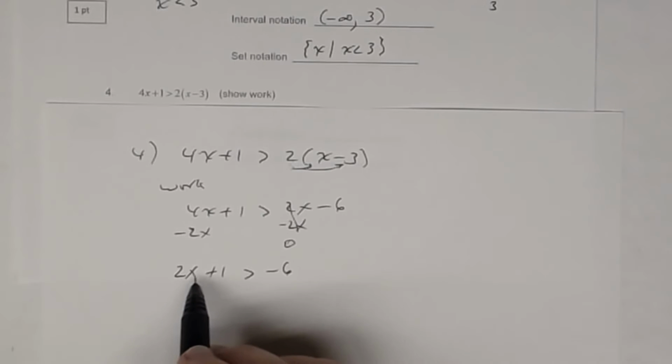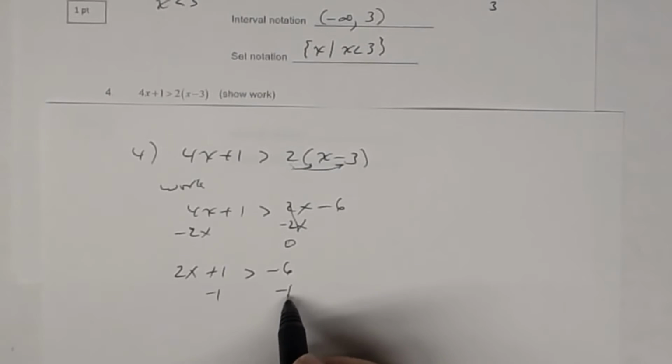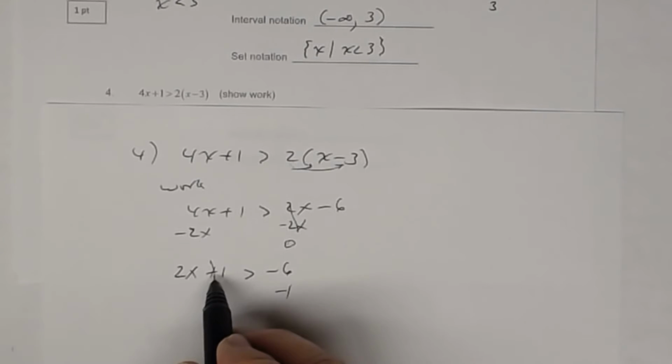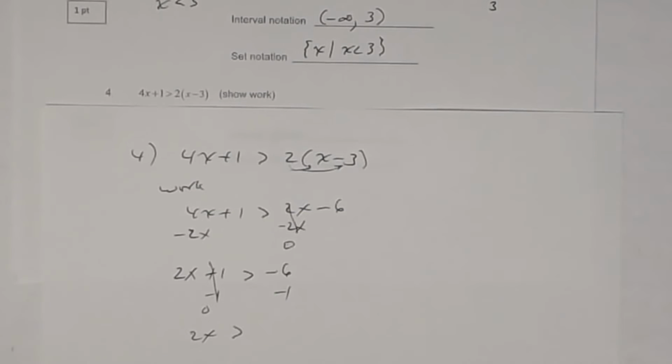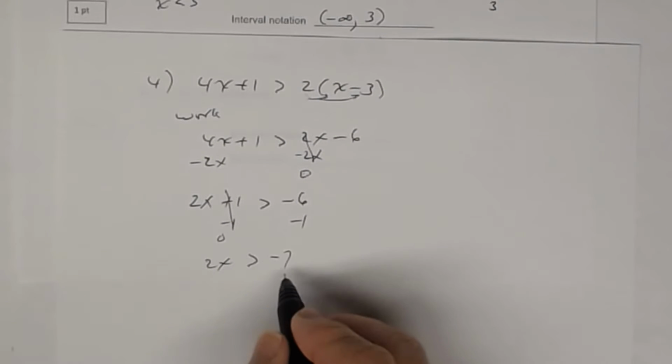Almost done. So you're going to subtract 1 from both sides. Right now I'm adding 1. The opposite is to subtract 1. That's the only way you can get rid of that plus 1, is to add its opposite. And so 1 and negative 1 is 0. So I get 2x and 0 is 2x is greater than negative 6 and negative 1, which is negative 7.